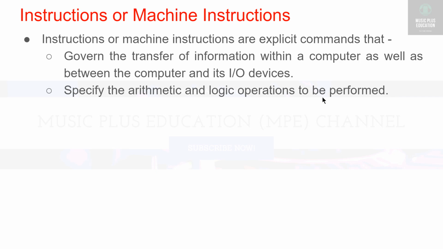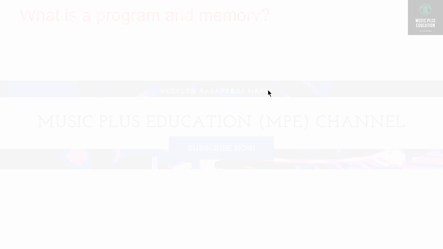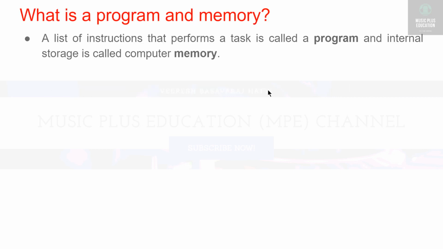So what is a program and memory? A list of instructions that performs a task is called a program. We have seen 3 instructions, right? That is a list of instructions that performs a task, the addition operation task. It is called a program, and internal storage is called computer memory. Where do you store that program? In the memory. And where do you store the data that are used in the program? In the memory. So that is internal storage.